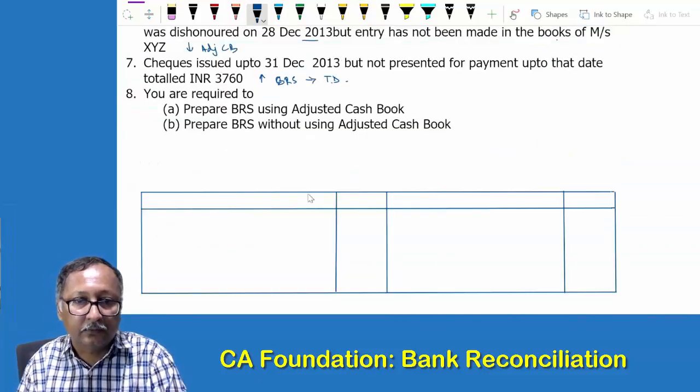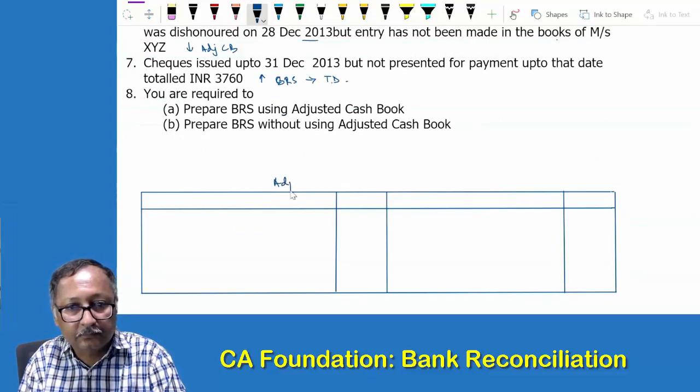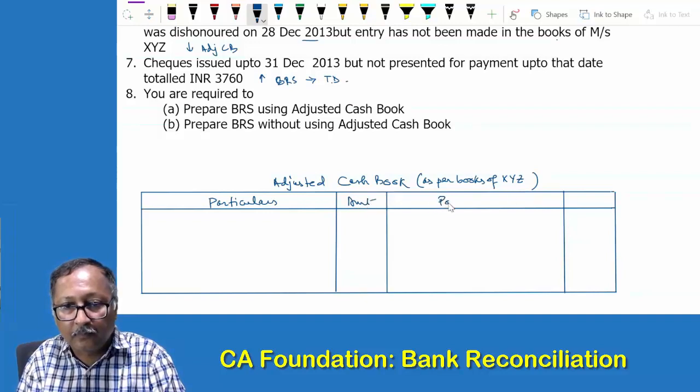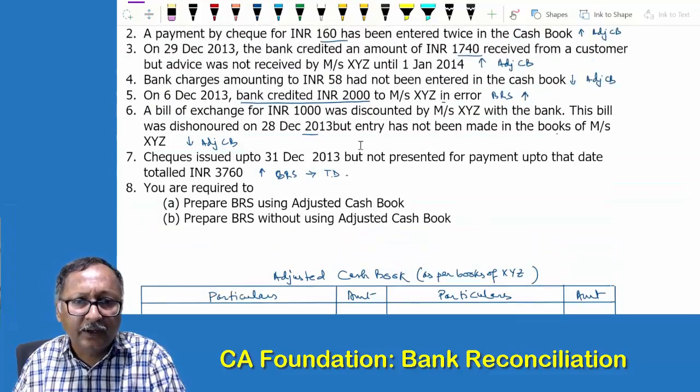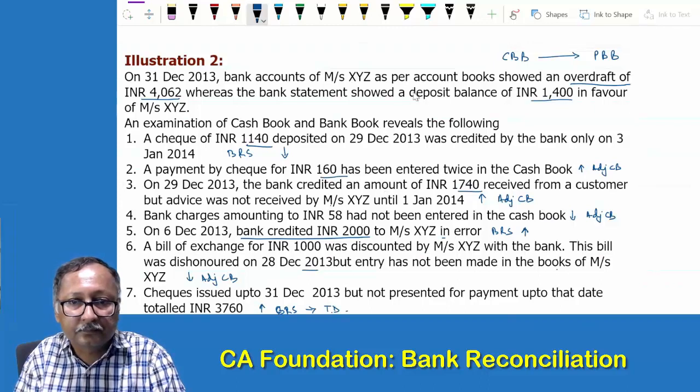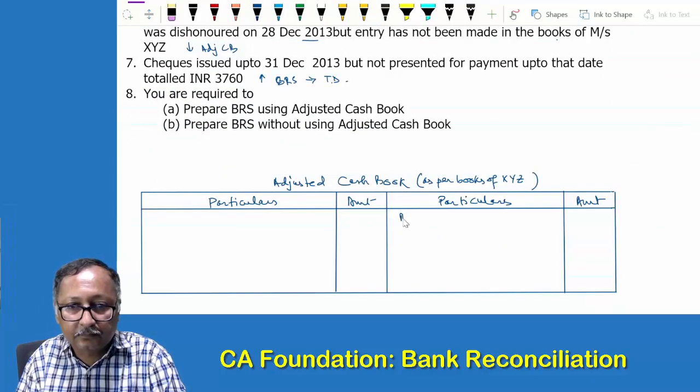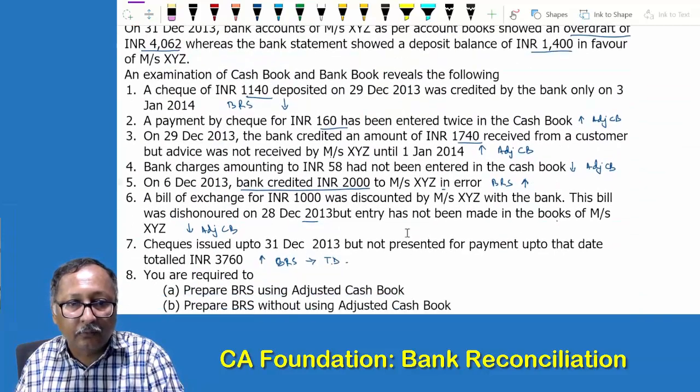So now let's do that. We'll prepare the adjusted cash book, as per the books of XYZ. We'll take the balance as per cash book. As per cash book, it showed an overdraft balance of 4062. Now if the bank balance is an overdraft balance, we will take the entry here by balance brought down. This is the OD balance, 4062.